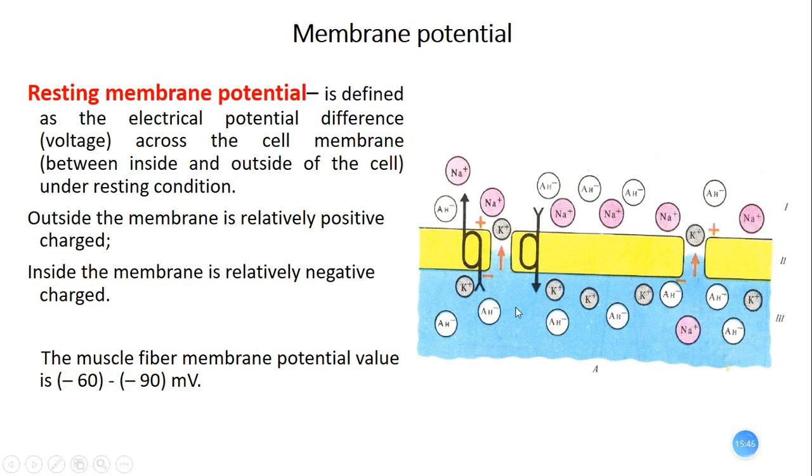During resting conditions, there is an unequal distribution of ions between inside and outside of the cell. Sodium is much more concentrated outside the cell than inside, and potassium is much more concentrated inside than outside the cell. During this resting membrane potential, the outside of the membrane is relatively positively charged, and the inside of the membrane is relatively negatively charged. The value of the resting membrane potential for muscle fiber is minus 60 to minus 90 millivolts.